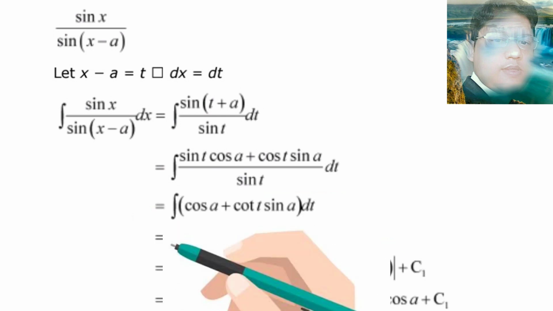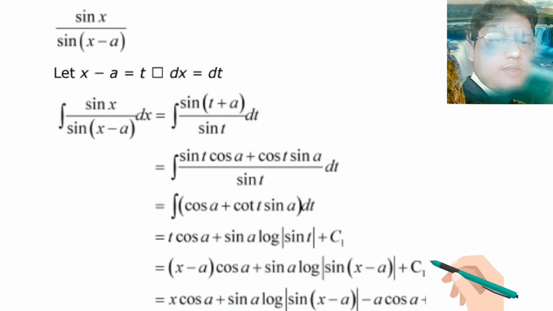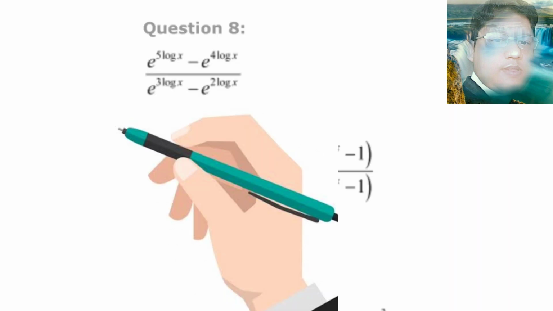So I get the identity of sin a plus b, and I expand sin a plus b. After that, sin t, I divide all the parts, I get cos a plus cos t sin a, and dt. Now I integrate these parts, I will get this x minus a cos a, because sin a and cos a are constants, so they are removed outside. So I just substitute and get the answer.